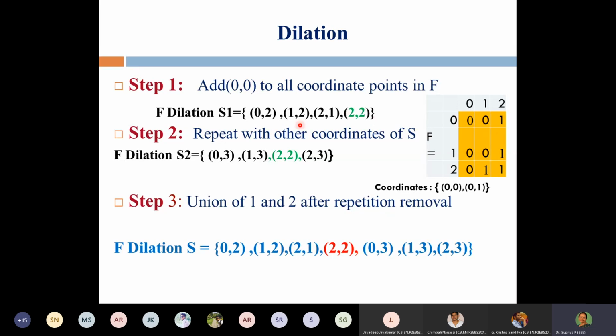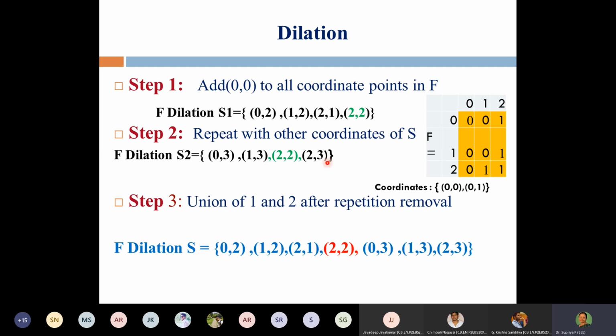Let us proceed by repeating it with the other coordinates of the structuring element. The next coordinate of the structuring element is 0, 1. Let us add 0, 1 to this particular step. When we add 0, 1, this becomes 0, 3, this becomes 1, 3, 2, 1 becomes 2, 2, and this becomes 2, 3.